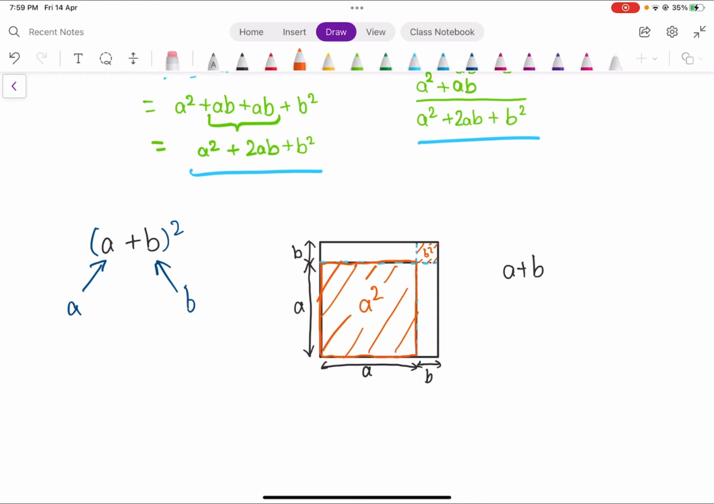Now, what's the area of the two remaining rectangles? If we notice, this length is a and this length is b. So we can say that it's a times b, which is ab. So over here, we have two rectangles which have an area of ab.